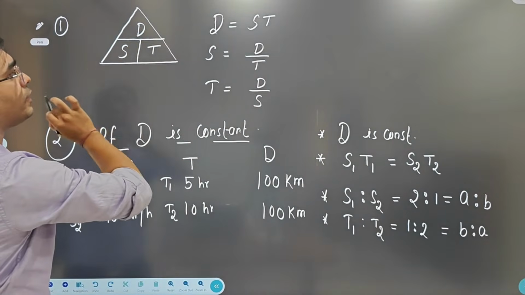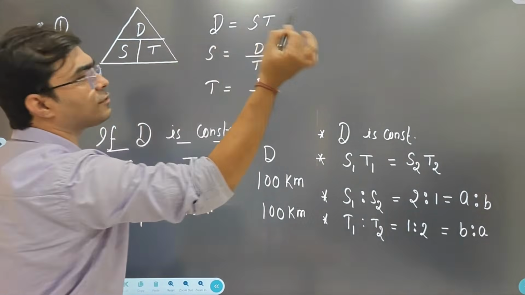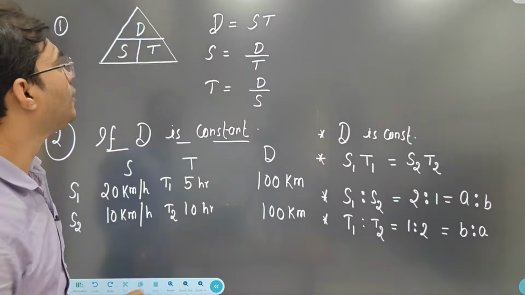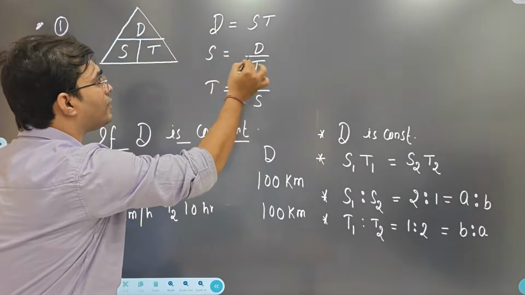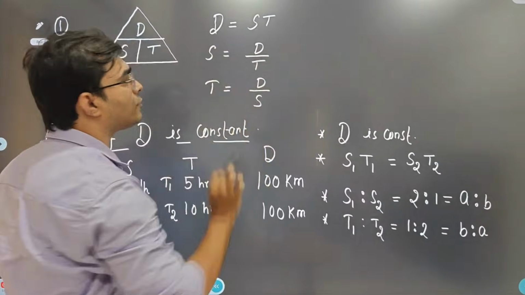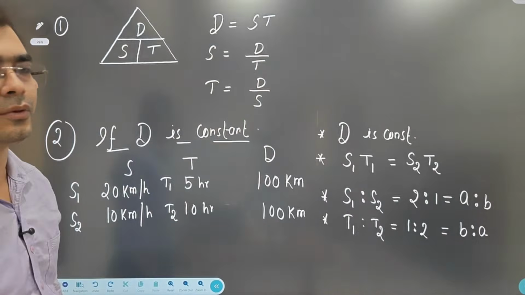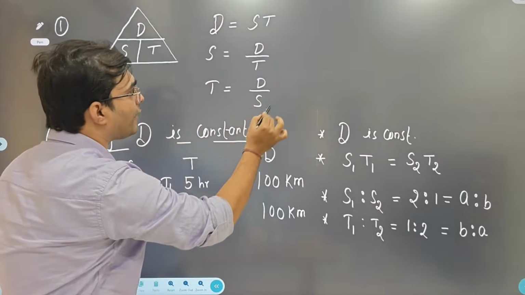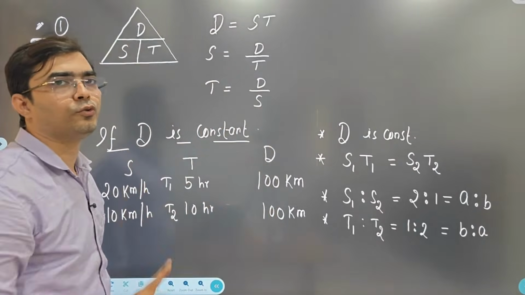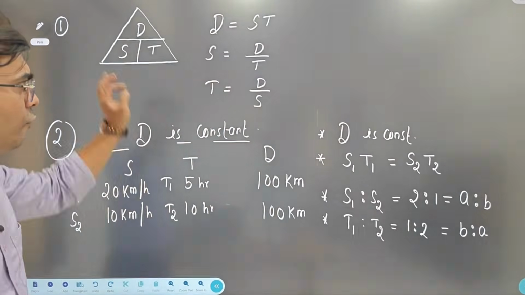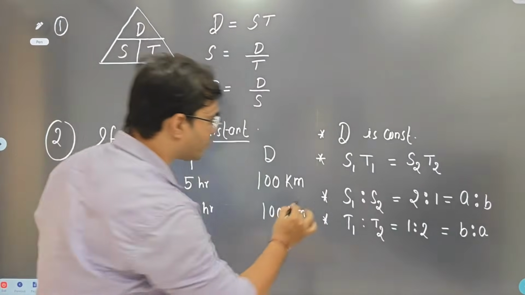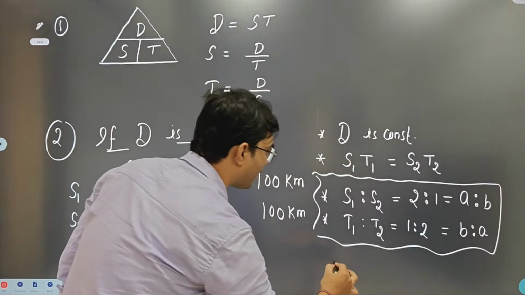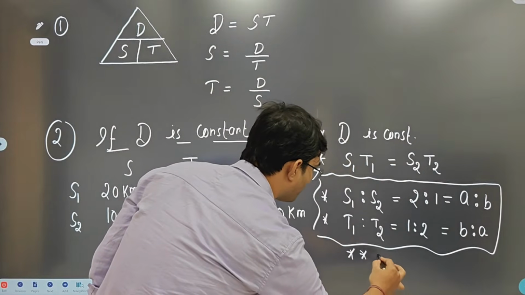D equal to S into T. That means S1 T1 must be equal to S2 T2 whenever D is constant. Similarly, whenever S is constant, D1 by T1 must be equal to D2 by T2. And the other way, whenever time is constant, D1 by S1 must be equal to D2 by S2, right? If you know this idea, and this is a very important point, keep that in mind. Right, the most important point while solving the problem.